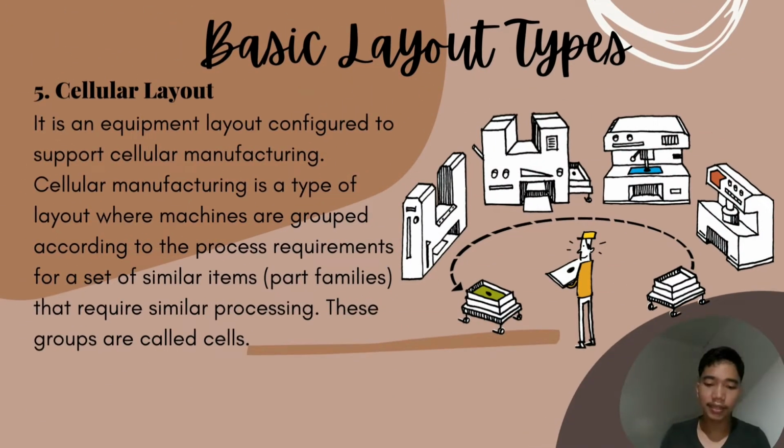Fifth, cellular layout. It is an equipment layout configured to support cellular manufacturing. Cellular manufacturing is a type of layout where machines are grouped according to the process requirements for a set of similar items, part families that require similar processing.